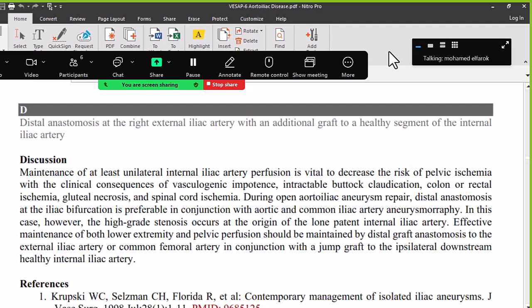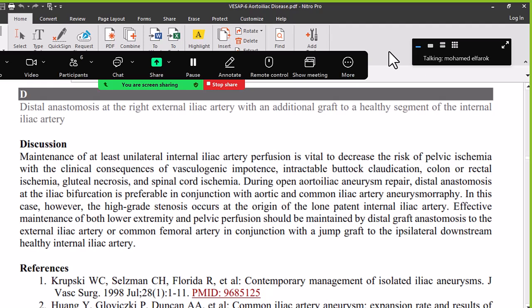Risk of pelvic ischemia with clinical consequences. Have you seen pelvic ischemia in your clinical practice? I'd like to know if you have seen it or not. Okay, for me, no. I saw it one time when I was in training, many years ago, but in practice I've never seen it. It rarely happens. If you work in a good center, you wouldn't see it.